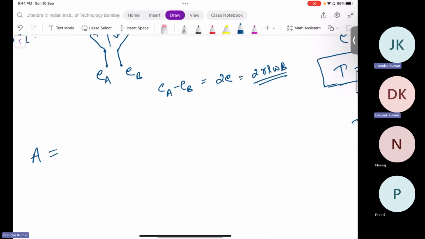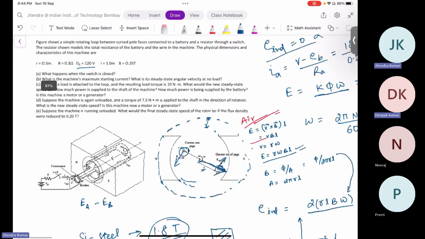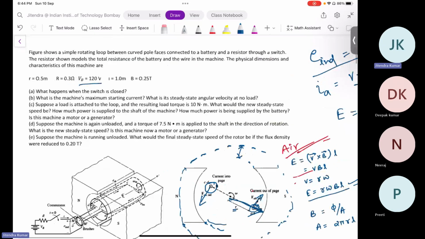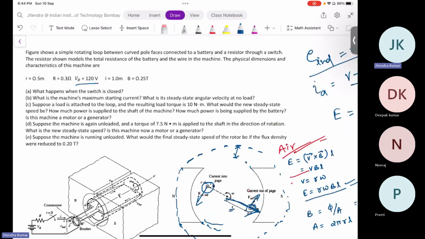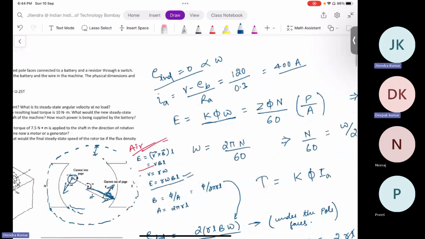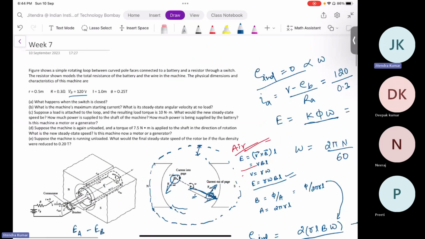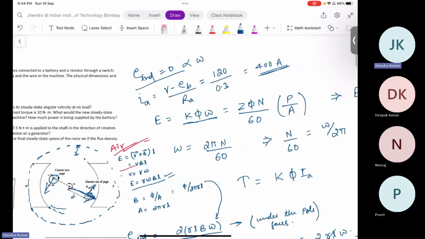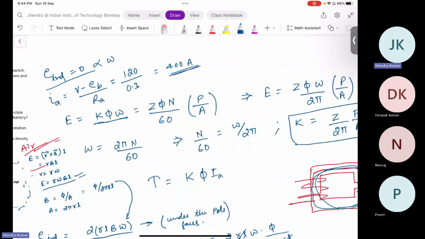So I think we should come back to the problem. I was talking about what will happen when the switch is closed. Initially your coil is not rotating, so induced EMF will be equal to zero. And at that time we computed that current is equal to 400 ampere. Now we can compute our induced torque as well, because at this instant current is 400 ampere, so there will be some torque. Do you agree?